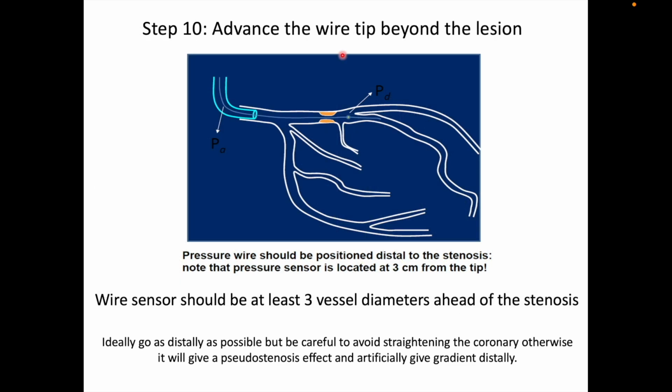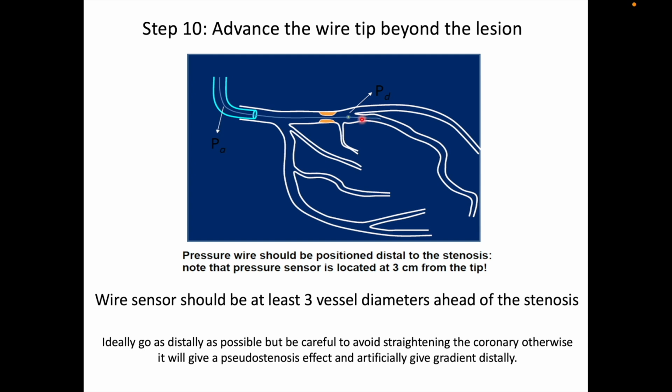Now, once the normalization is done, you will advance your wire and the pressure sensor will go ahead of the stenosis. How far should you go? You should go at least 3 vessel diameters ahead of the stenosis. So vessel diameter multiplied by 3, go distal to that.